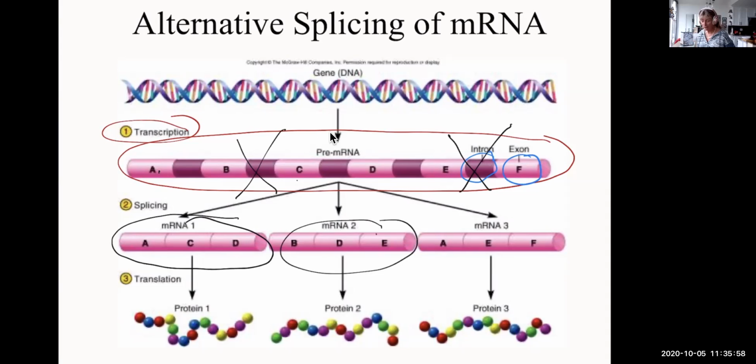Messenger RNA 2, different splicing. You end up with exon B, D, and E. And the rest has been spliced out. Splicing means to cut, by the way, to cut or to split. Yeah, so when they go through translation, now you've got 3 different kinds of proteins. So that lends itself to the idea that you can get a complex organism like a human from only 22,000 genes.